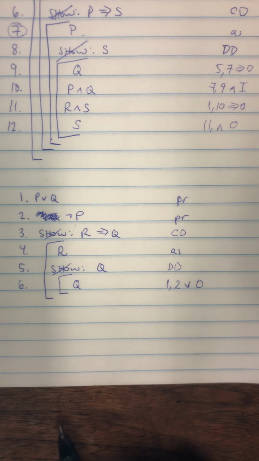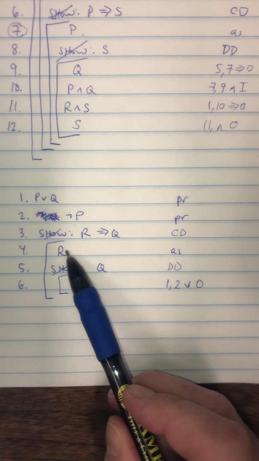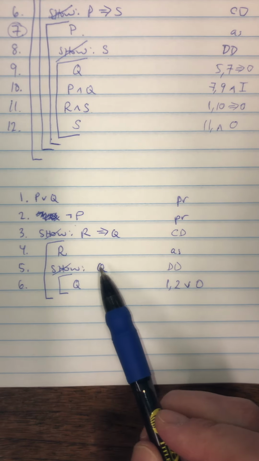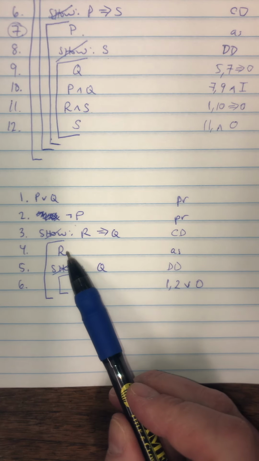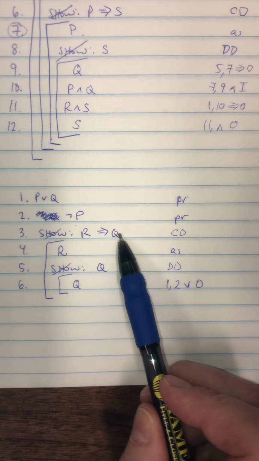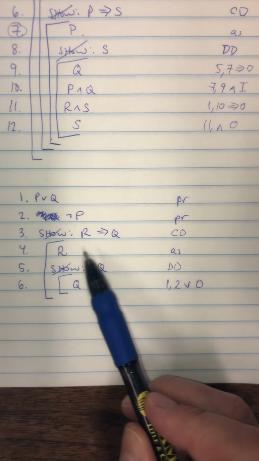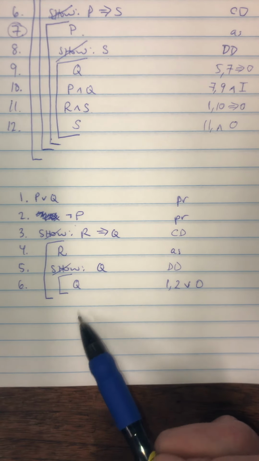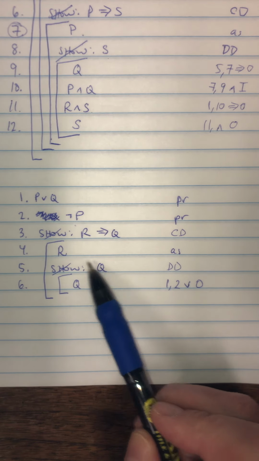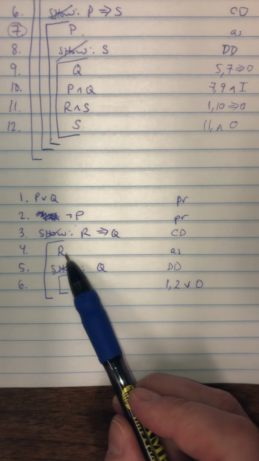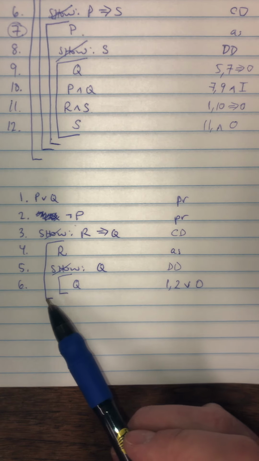But that's okay. Conditional derivation says that if you're able to show Q after assuming R, then you've shown if R then Q. It does not say that you have to use that assumption in your derivation of Q. It just says if you can merely show Q after assuming R, whether you use R or not, that's sufficient to show that if R is true, then Q is true.